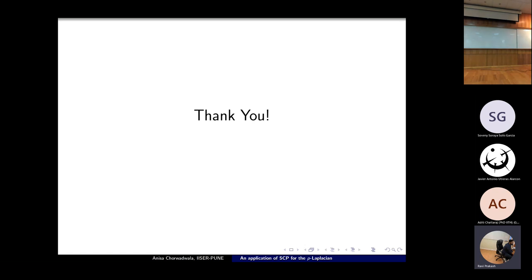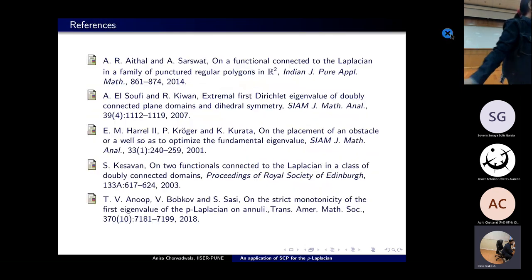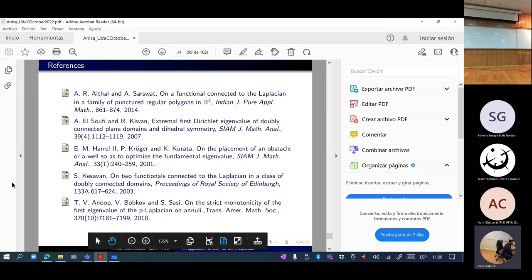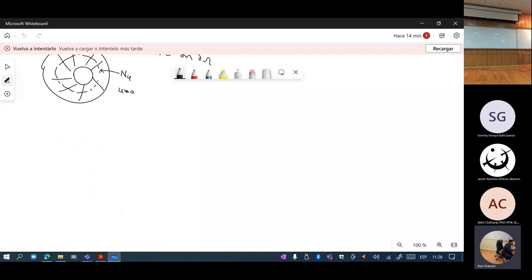Can I go back to the drawing? So there are papers in those directions too, and there is a paper by Harrell, Kröger and Kurata, this paper, where they prove that, suppose you have a bigger disk and you have a smaller disk, multiple disks, need not be just two, it could be more than two.